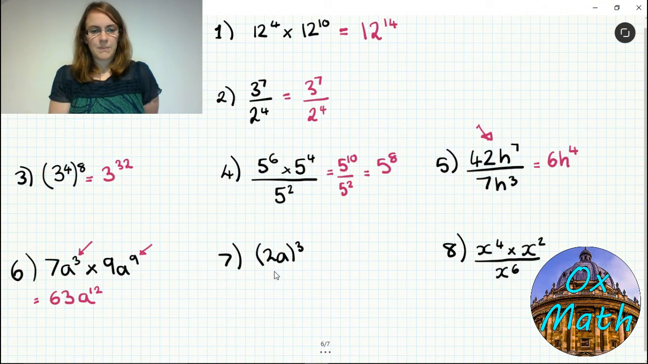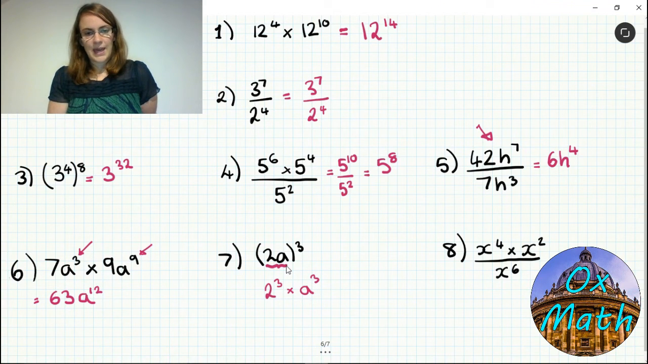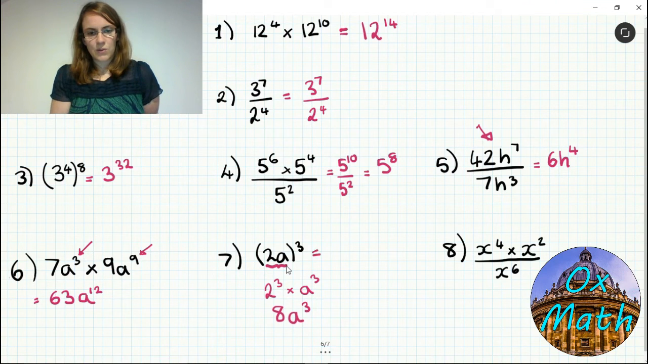Number 7 then is in brackets, so this means that we actually use the 2a 3 times in a multiplication. So we use the 2 3 times in a multiplication and the a 3 times in a multiplication. So we could write this as 2 cubed times a cubed, which means we've got 2 used 3 times in a multiplication times by a used 3 times in a multiplication. 2 cubed is 8, and then in algebra we don't use the times sign, so 8a cubed. So 2a all cubed is actually the same as 8a cubed.